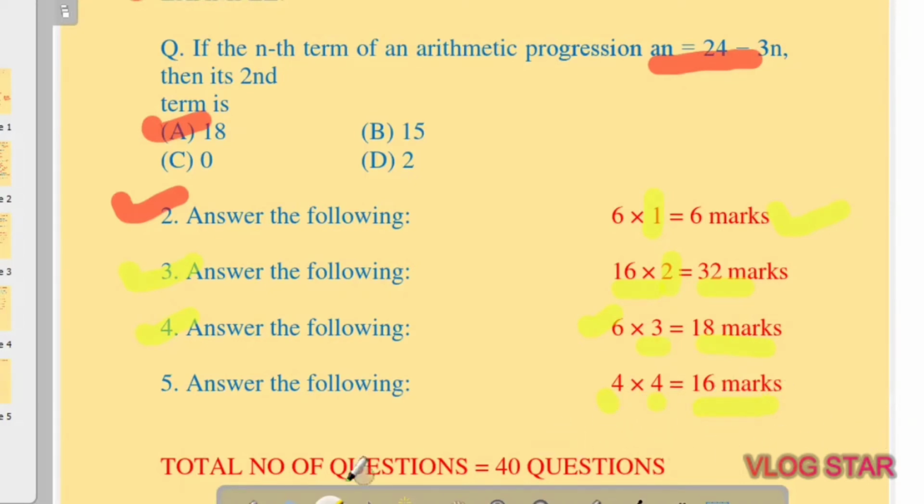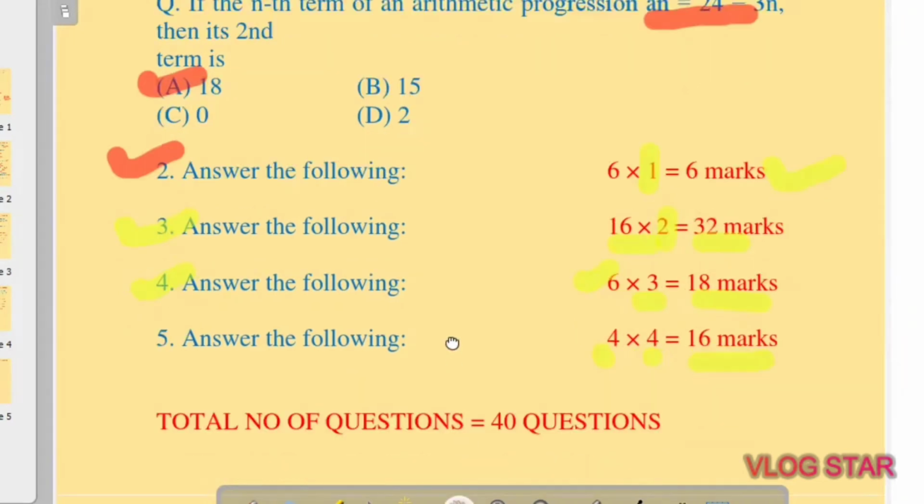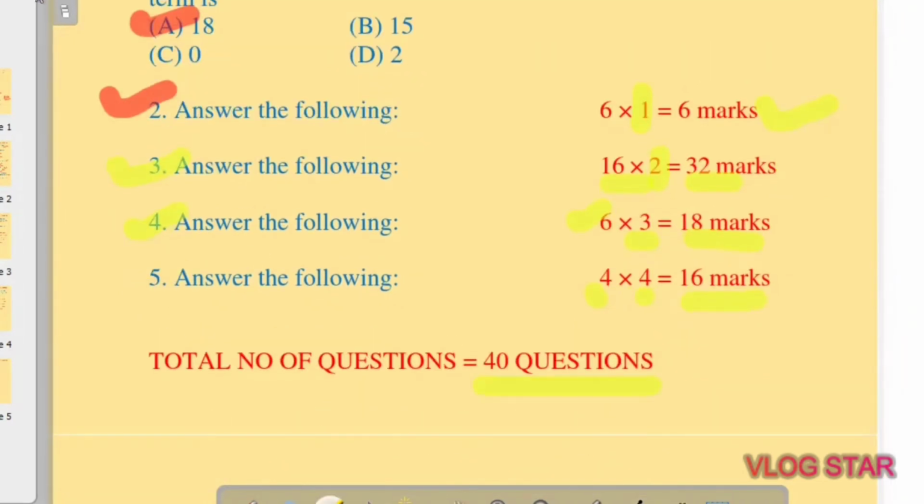So like this you will be asked a total of 40 questions and that will give you 80 marks. This was all about the mathematics old question paper pattern.